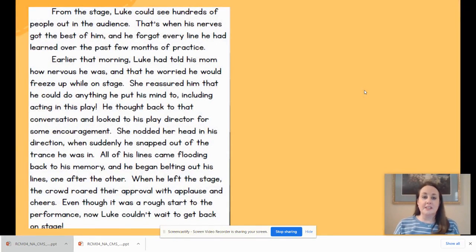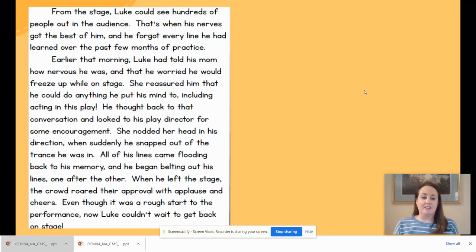All right, so let's look at some examples of a story of literature or a fiction story. From the stage, Luke could see hundreds of people out in the audience. That's when his nerves got the best of him, and he forgot every line he had learned over the past few months of practice. Earlier that morning, Luke had told his mom how nervous he was and that he was worried he would freeze up while on stage. She reassured him that he could do anything he put his mind to, including acting in this play.